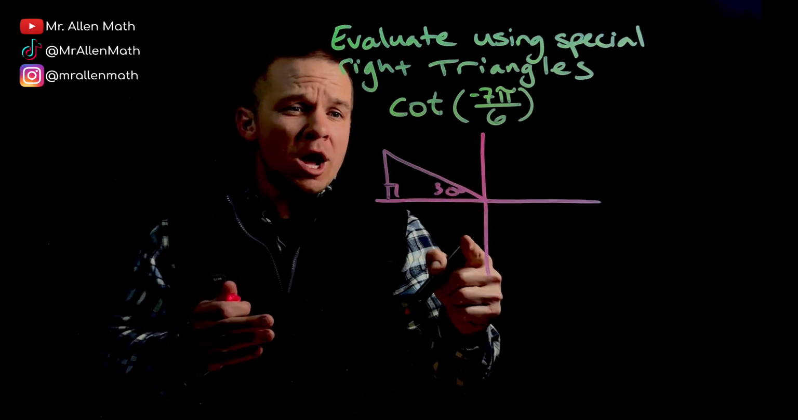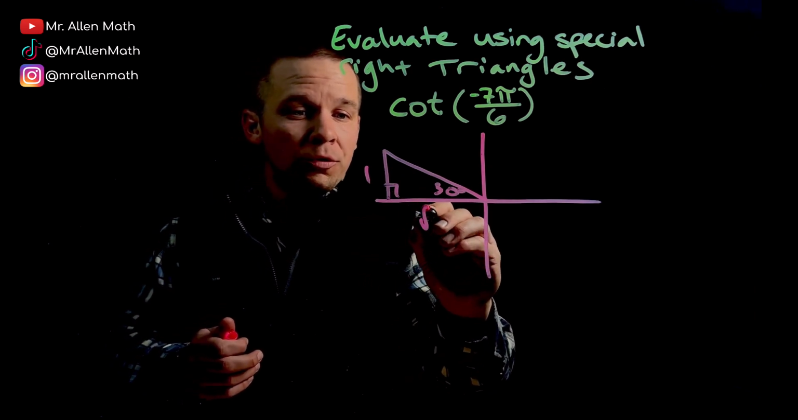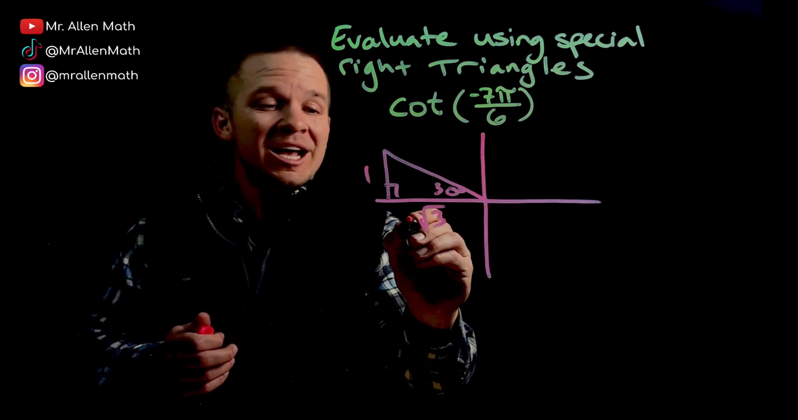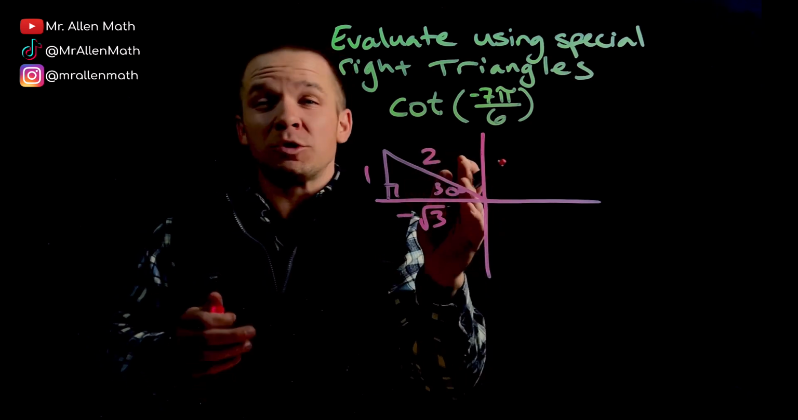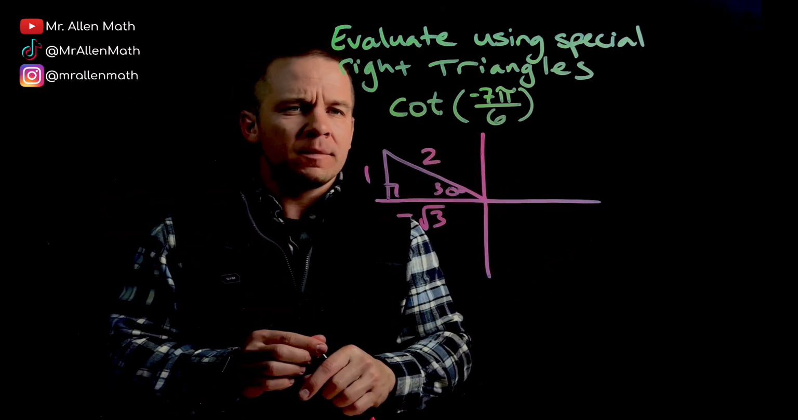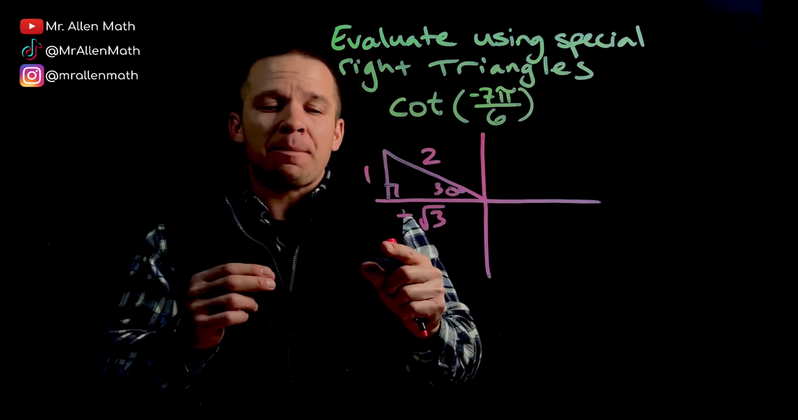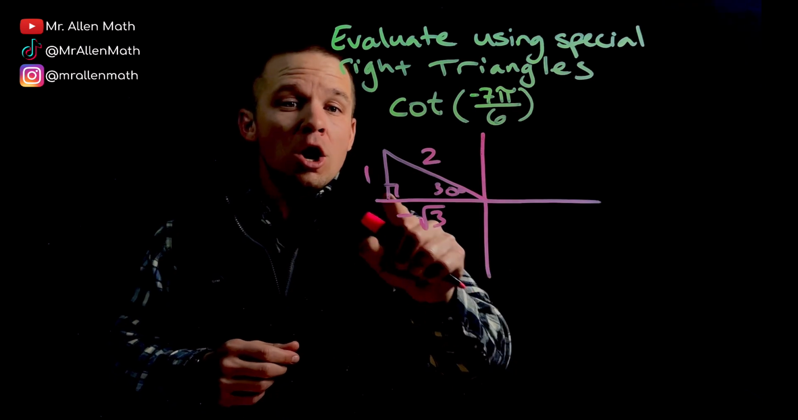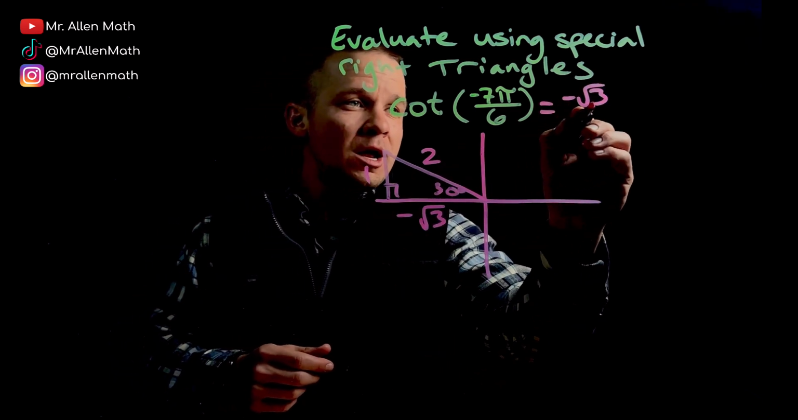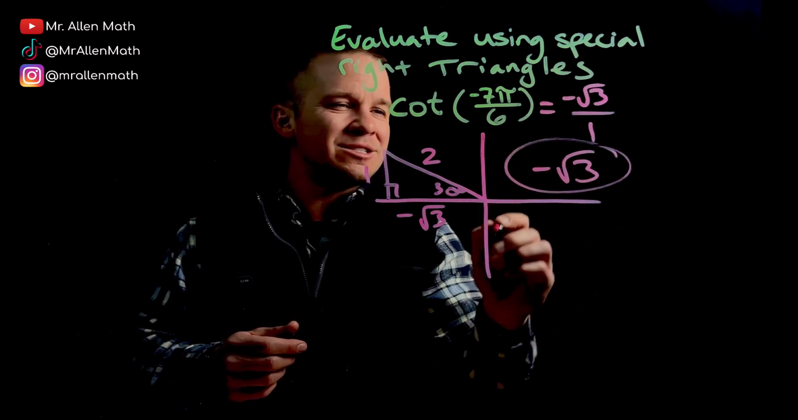So what is across from my 30-degree angle? That's going to be 1. Next to it is going to be root 3, but because I'm going to the left, it's negative. And then my hypotenuse, which really doesn't matter for cotangent, is 2. But just for fun, right? I'm going to label it all. All right. Cotangent is adjacent over opposite. So I'm going to have -root 3 over 1, which simplifies down to -root 3. That's it. That's dope. That's awesome.